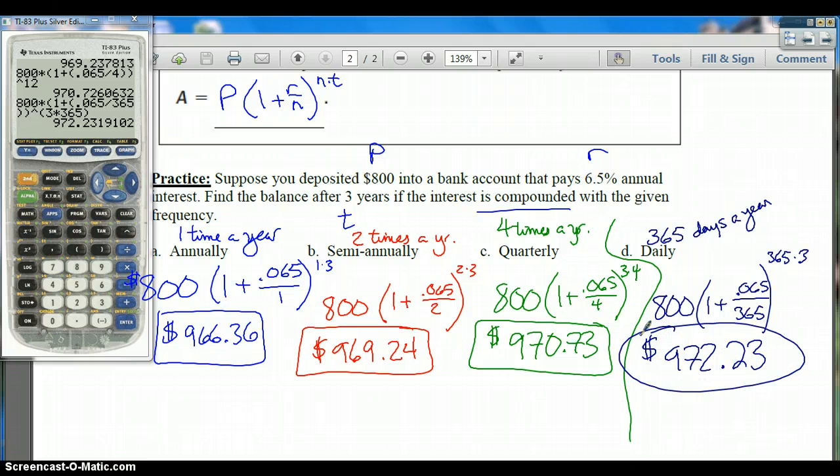So the more you can get your money compounded in the same amount of time, the more money it's going to make you.